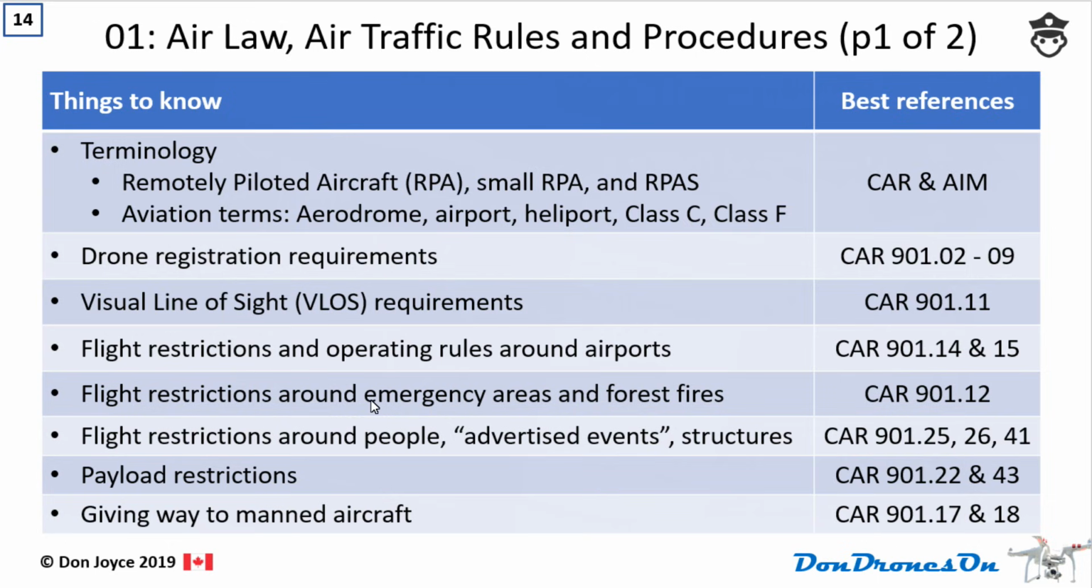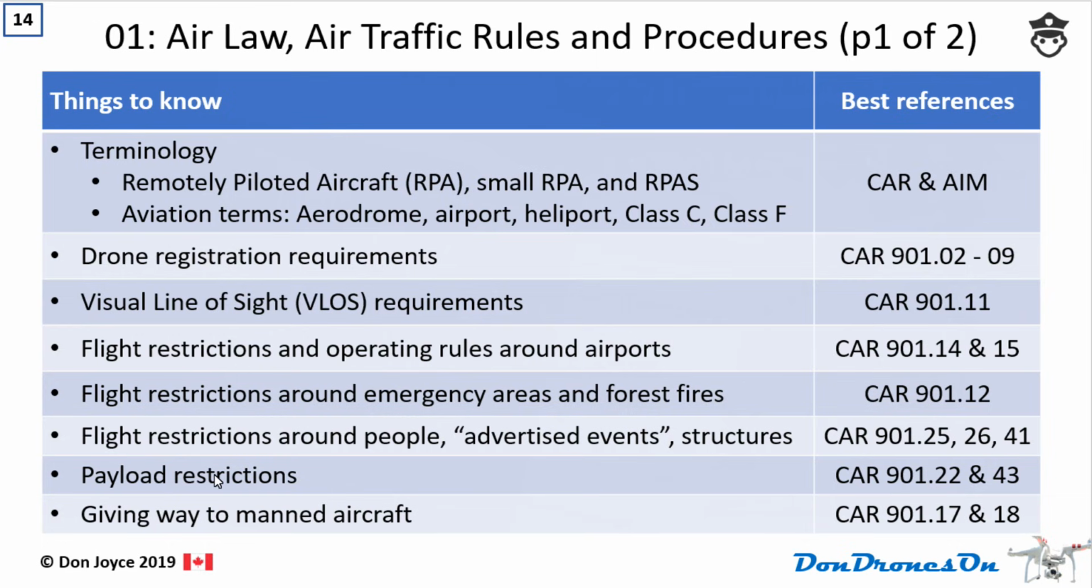You also need to know that you can't fly around a designated emergency area or forest fires or things like that. And that all makes sense, of course, because there could be emergency helicopters flying to and from, and you sure as heck don't want to get in the way of that. And of course, you need to know the flight restrictions around people and advertised events, which are those soccer tournaments that you want to film, and structures.